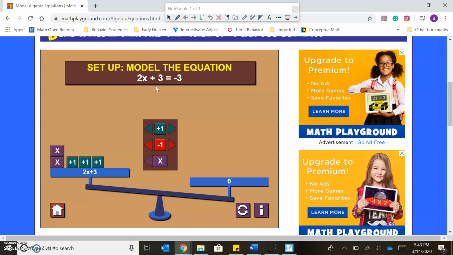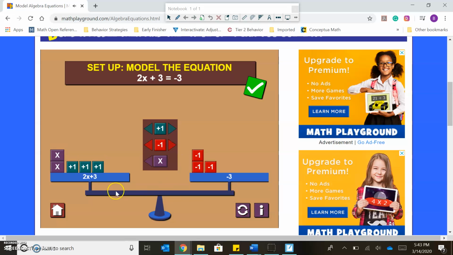Next, we're looking at negative 3. So I'm going to put 3 negatives on the right side. So I'm going to click on the right arrow and add them to my right scale. And we have a balanced equation so far.